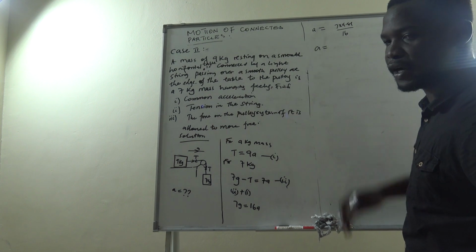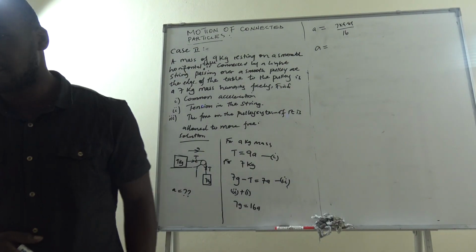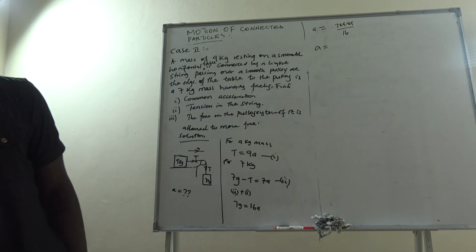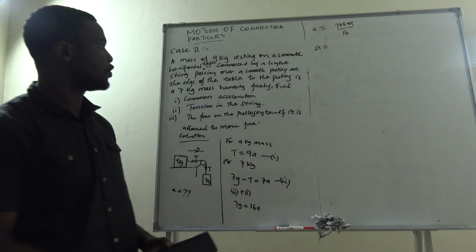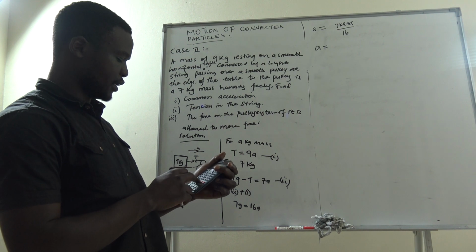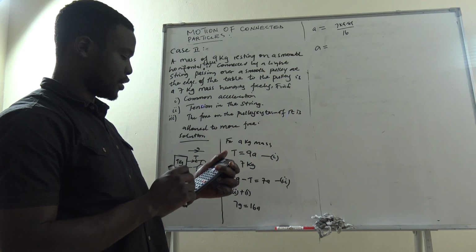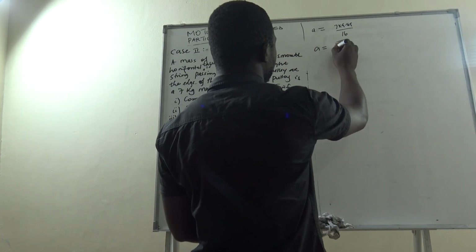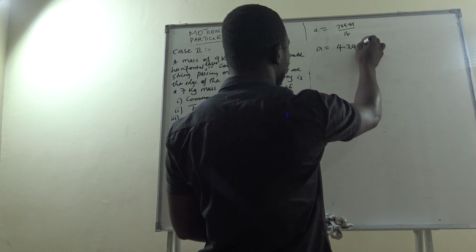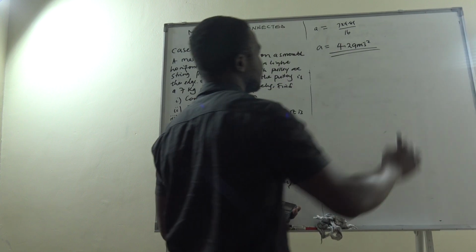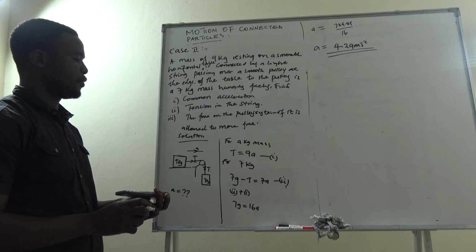Therefore, the common acceleration, let me get the calculator. This is 7 times 9.81 divided by 16, and it gives me my acceleration as 4.29 meters per second squared. Never forget the units. Those units are very vital.